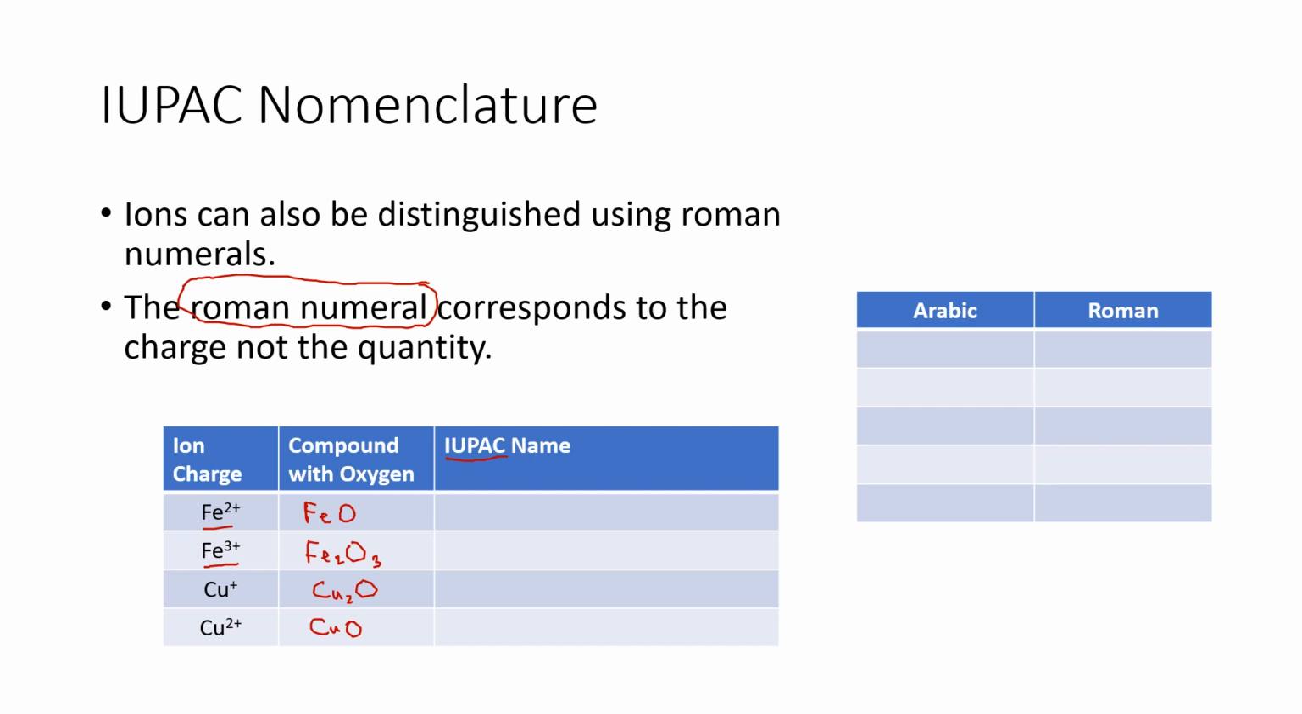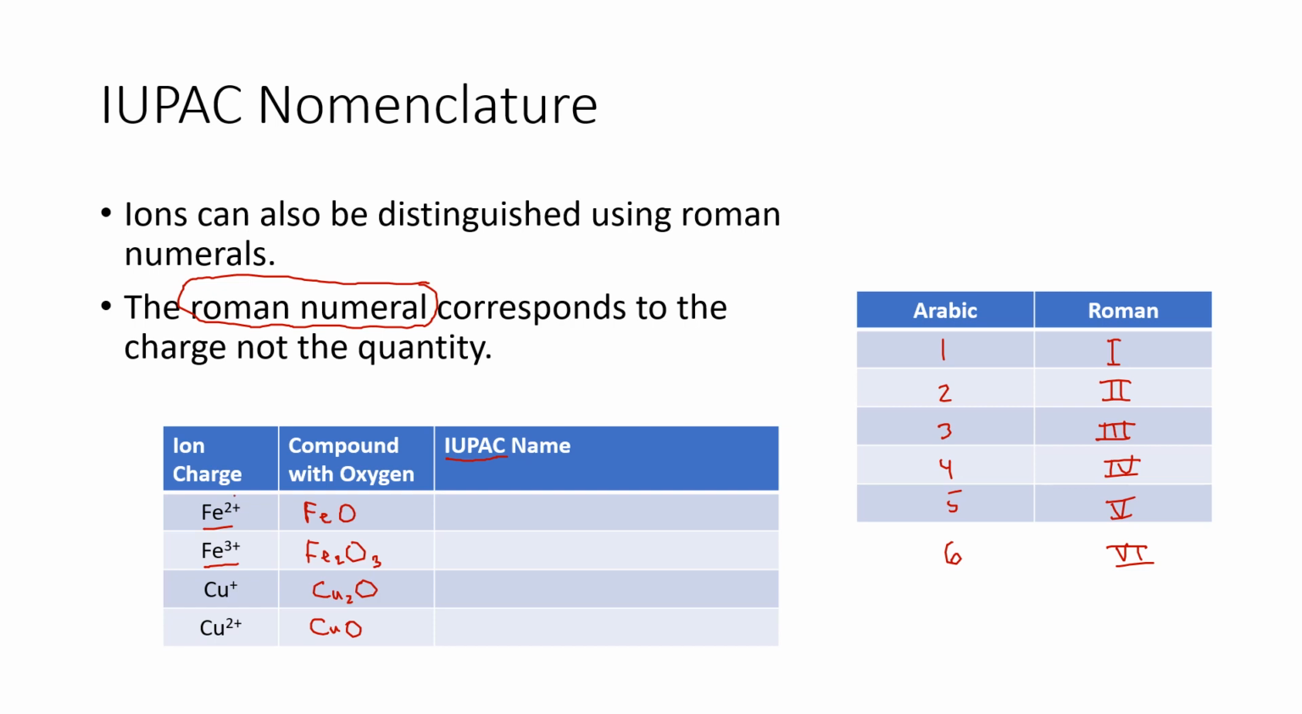Now, as far as the numbers go, we've got 1, 2, 3, 4, 5 is really all we need. Maybe we can do 6 as well. And the Roman numerals for that is like I. You can put the top and the bottom on the I if you want. II for 2, III for 3, IV for 4, V for 5, and VI for 6. And that's pretty much as high as I've ever seen in an ionic compound.